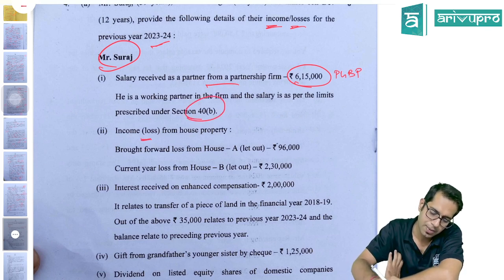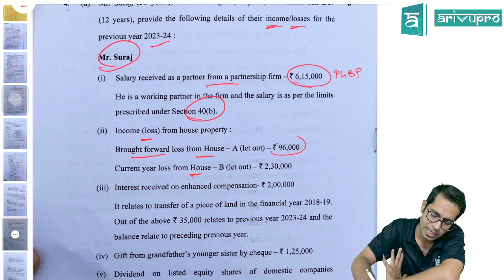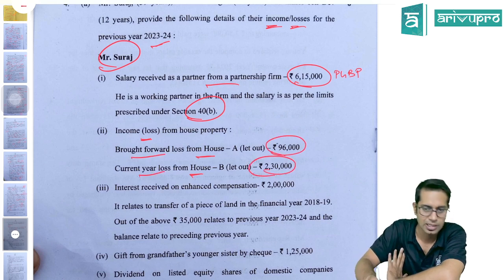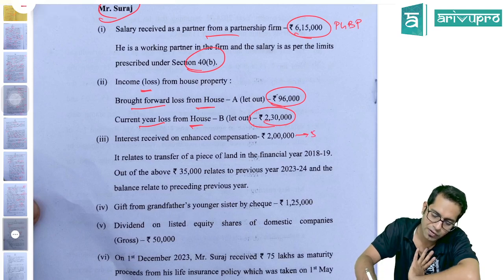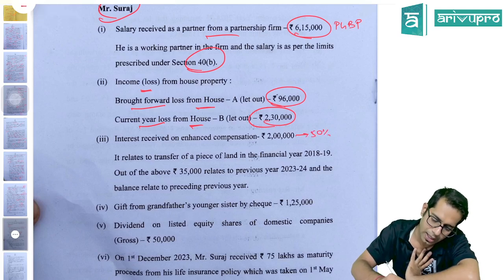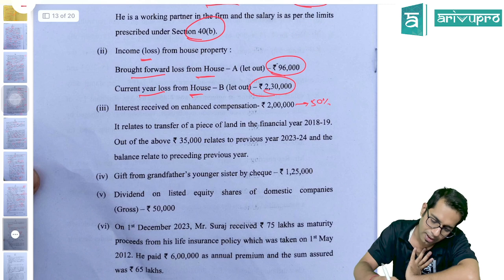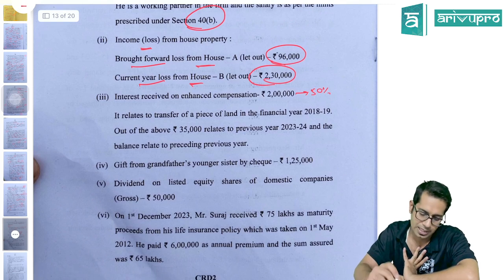So his brought forward house loss is 96,000. Current year house loss is 2,30,000 rupees. Okay, interest on enhanced compensation, only 50% will be taxable. It relates to property. Some stories they have given. Only 50% will be taxable interest.